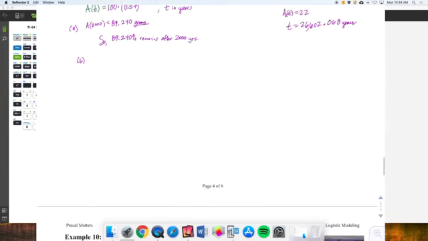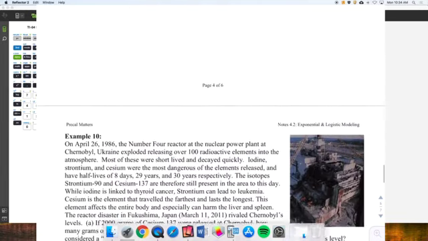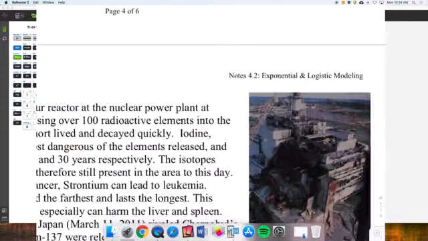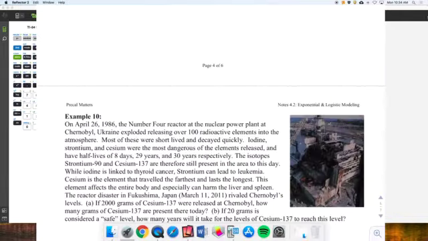The bell's going to ring in about 2 minutes. We're going to pick up tomorrow with a wonderful topic. Chernobyl, nuclear disaster. Wear your hazmat suits, people.